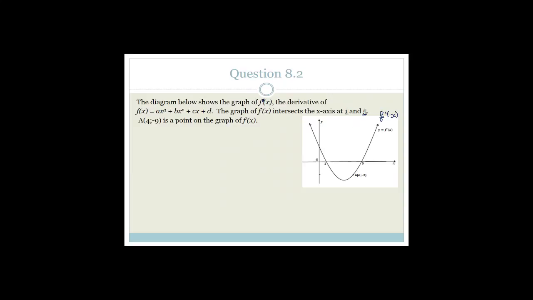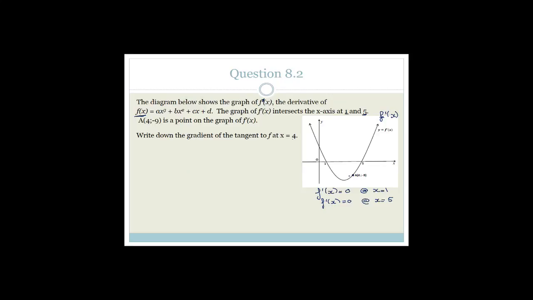So what is it telling you? It's saying that f dashed of x equals 0 at x equals 1, and f dashed of x equals 0 at x equals 5. Think about what that's telling you. And it says A, which is (4, -9), is a point on f dashed of x. Now it says write down the gradient of the tangent to f at x equals 4.